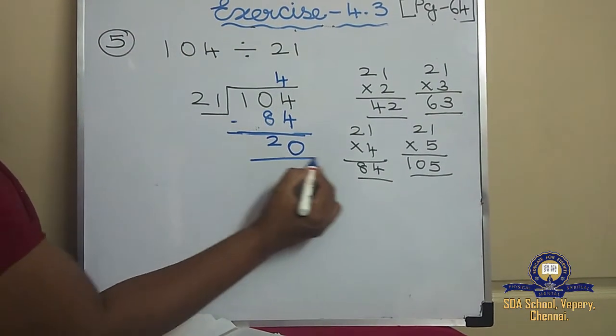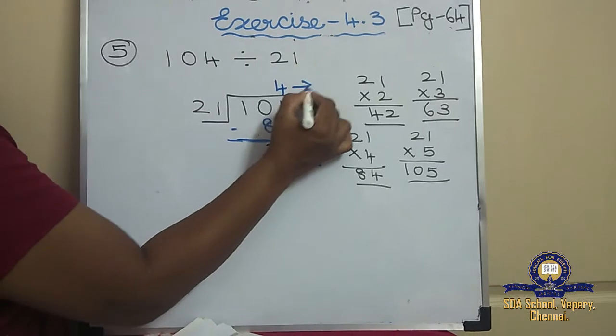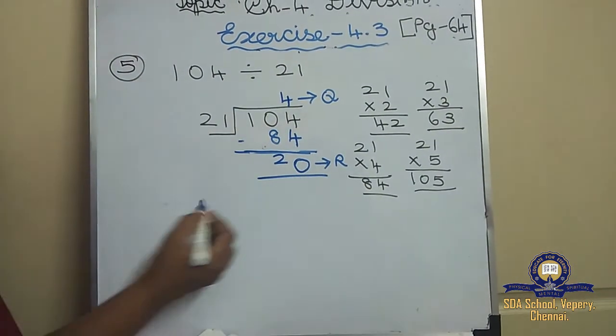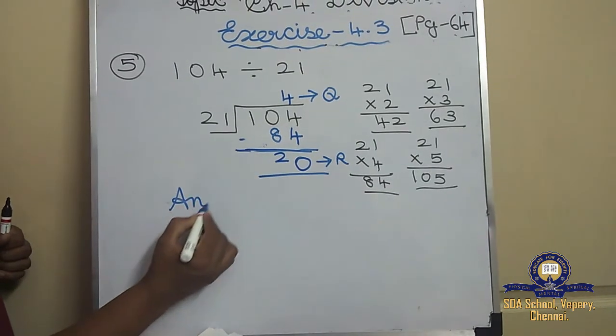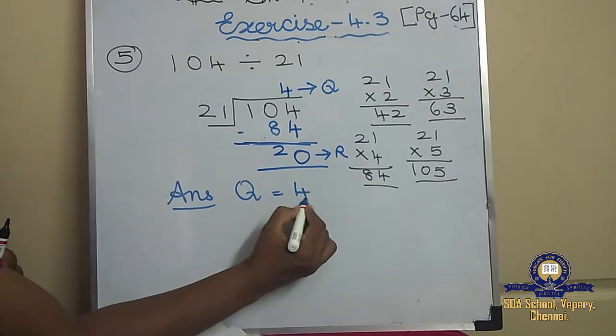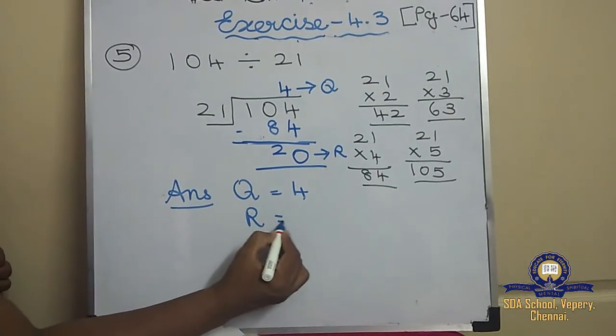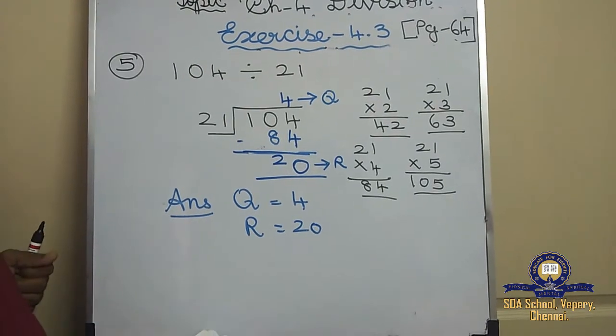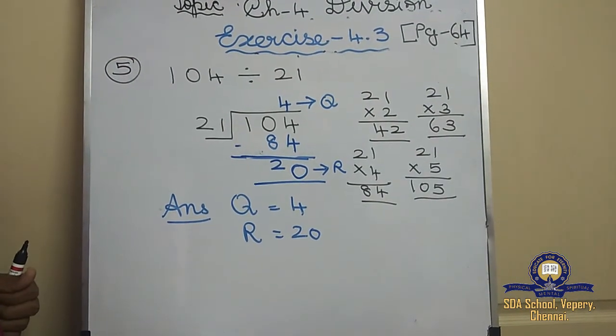So what's the quotient? Quotient is 4 and the remainder is 20. So write the answer. Quotient is 4 and remainder is 20. Understood, children? Okay, we'll move on to the sixth sum.